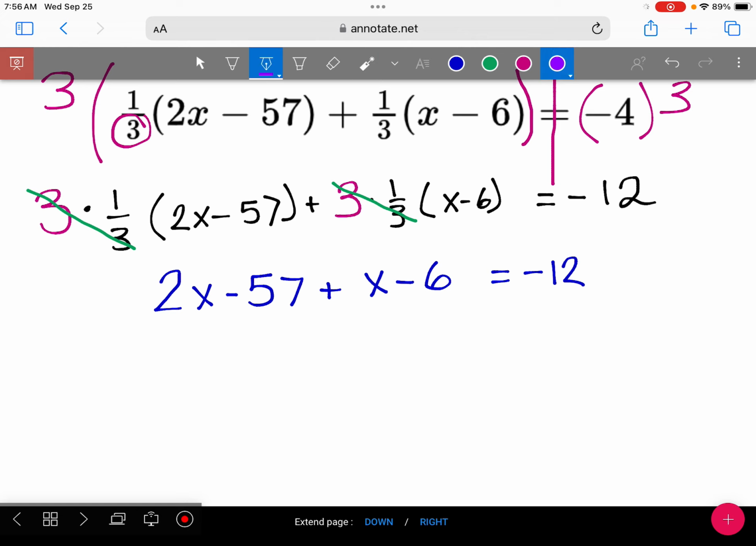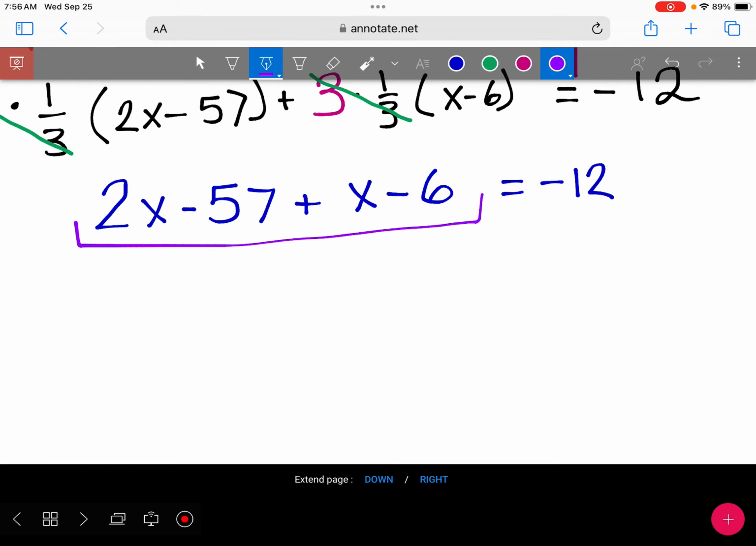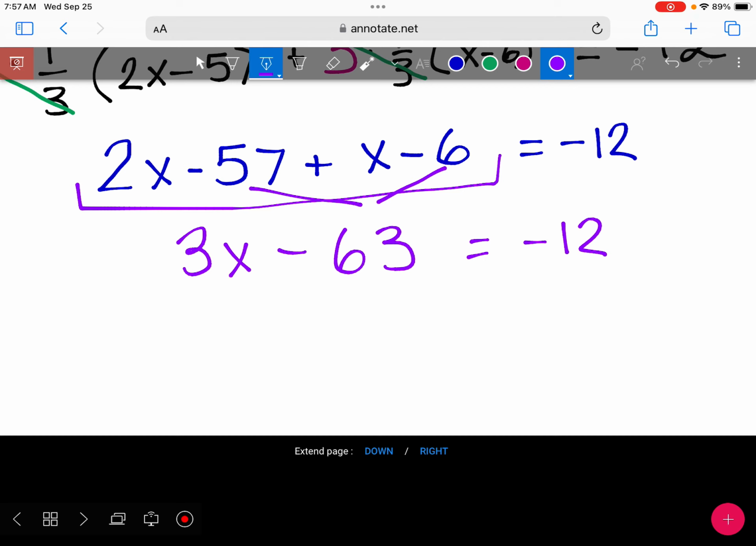So now we're ready to combine some like terms. If we're not crossing the equal sign, we're just going to combine our like terms. What do we have over here? 3x, 63, equals negative 12. If they're on the same side of the equal sign, we're just combining them together. It doesn't change the sign. I'm not adding 6 to the negative 57. It is negative 57 minus 6.